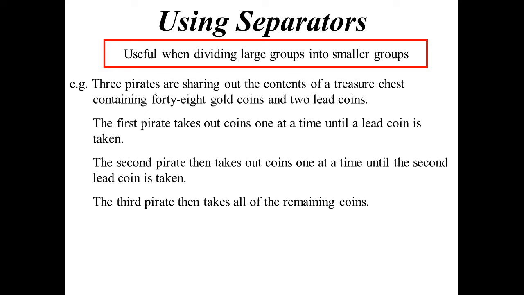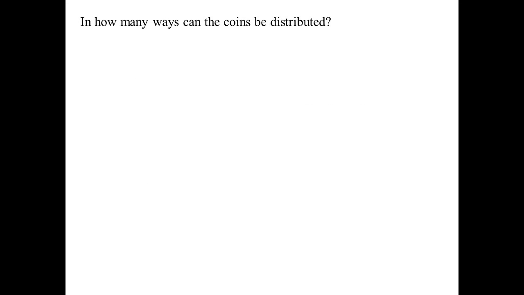So once the first pirate's taken his treasure, the second pirate comes along, same rules. Okay? Keep pulling out until you get a lead coin. And then the third pirate gets whatever's left. How many ways can we distribute the coins?